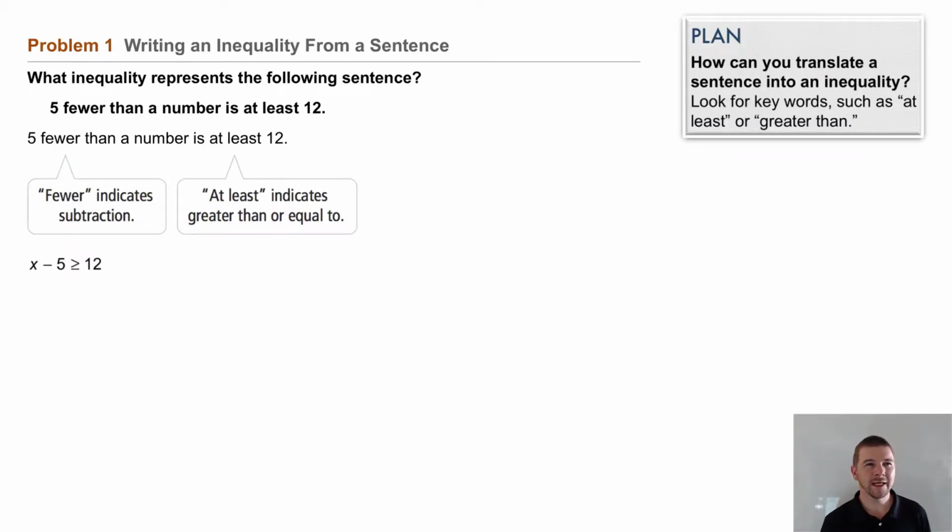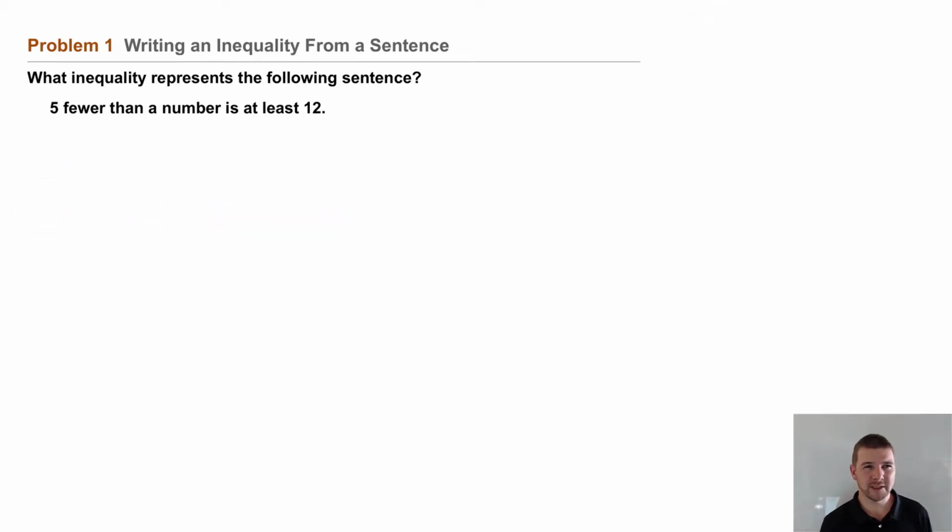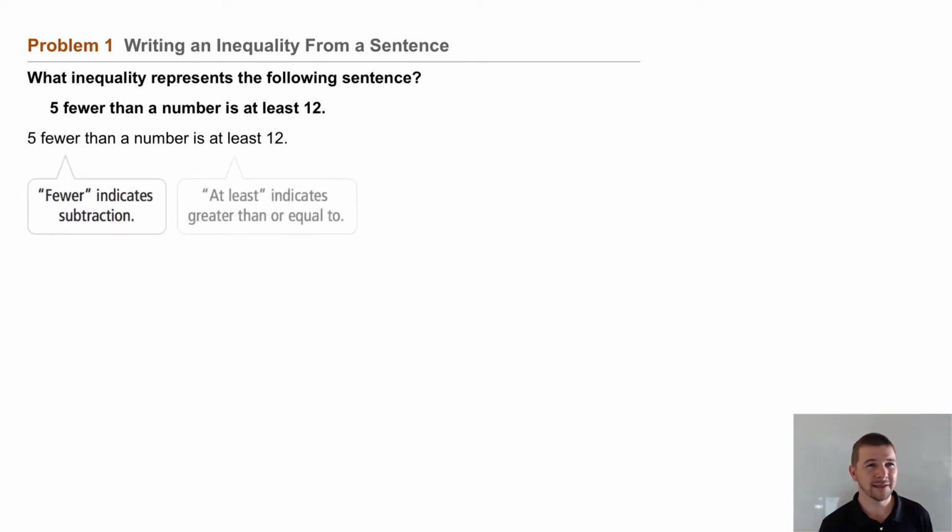Problem 1. Writing an inequality from a sentence. What inequality represents the following sentence? 5 fewer than a number is at least 12. Well, note 5 fewer indicates subtraction, then a number is at least indicates greater than or equal to 12. So we write x minus 5 is greater than or equal to 12.